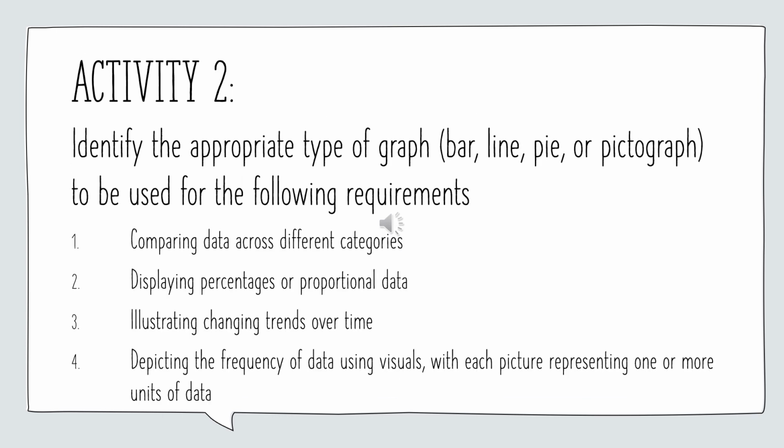For Activity 2. Identify the appropriate type of graph, bar, line, pie, or pictograph, to be used for the following requirements. 1. Comparing data across different categories. 2. Displaying percentages or proportional data. 3. Illustrating changing trends over time. 4. Depicting the frequency of data using visuals, with each picture representing one or more units of data.